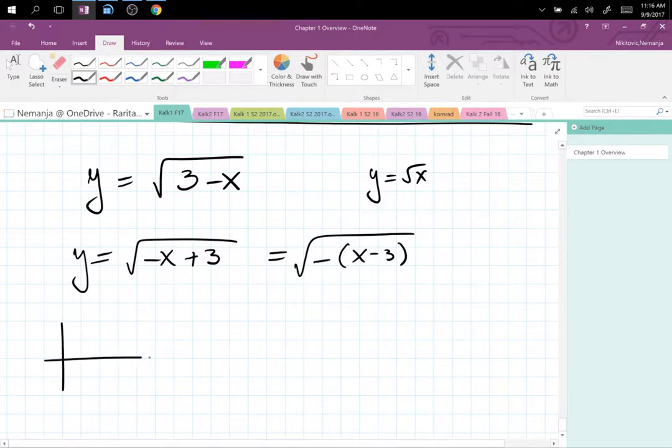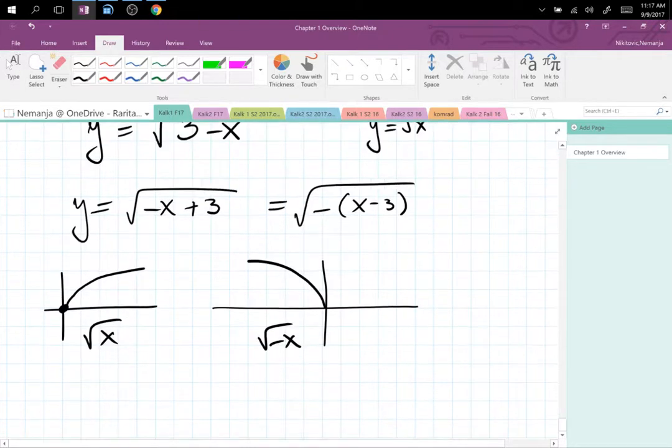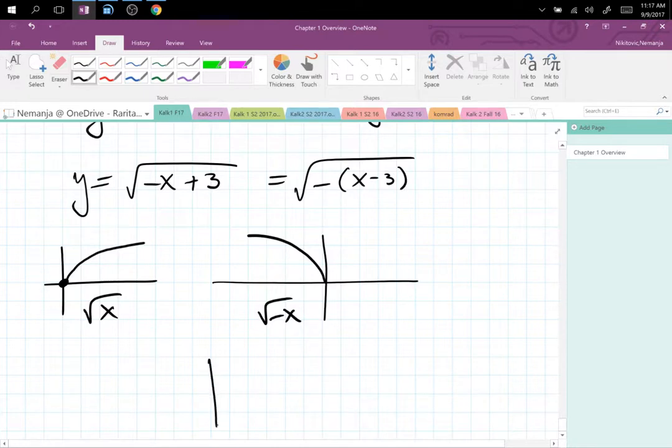So we start with the square root function, and then we reflect. Now, the reflection is in x, which means it's reflected on the y-axis, and then we shift 3 units to the right. So we have this. This is root x, this is root negative x, and then we move everything 3 units to the right. 1, 2, 3. Nah, terrible graph. Better.